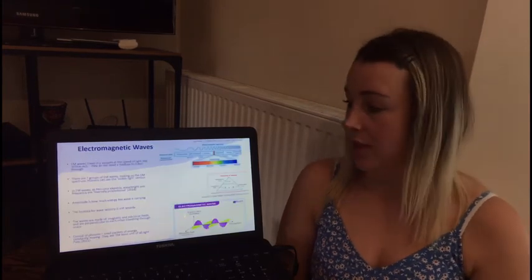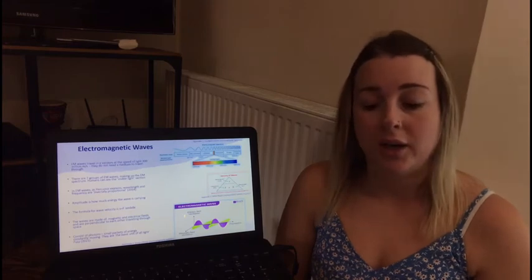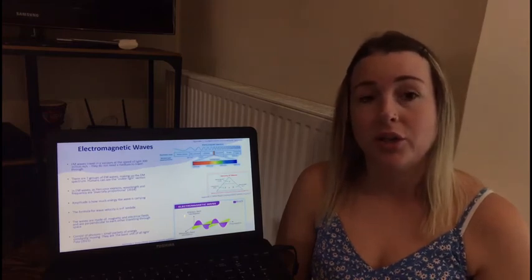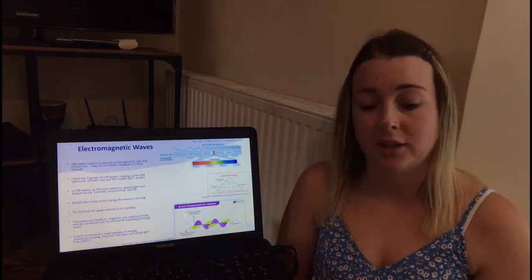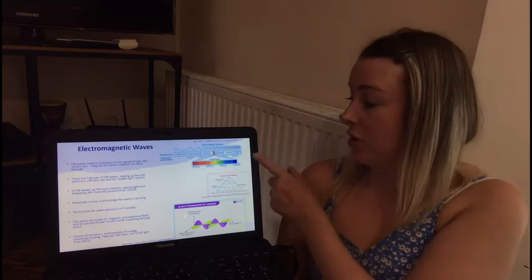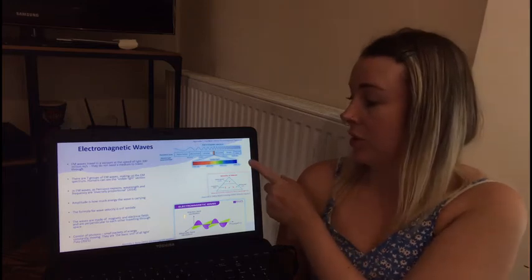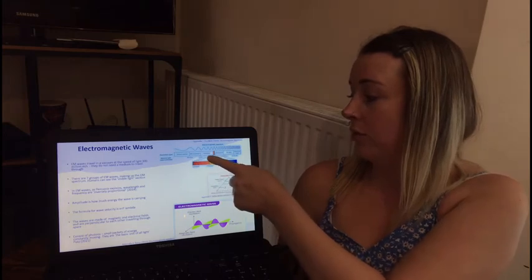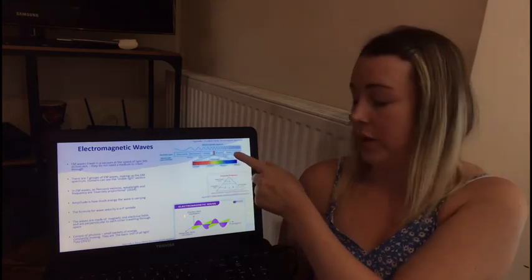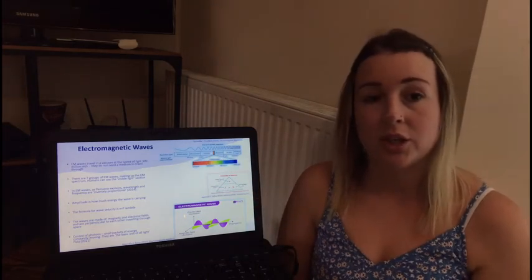So firstly, what is an electromagnetic wave? Well, electromagnetic waves travel in a vacuum at the speed of light, which is 300 million meters per second. They don't need to travel through a medium. There are 7 sections on the electromagnetic spectrum, as you can see, and these include radio waves, microwaves, infrared, visible light, ultraviolet, X-ray and gamma radiation.